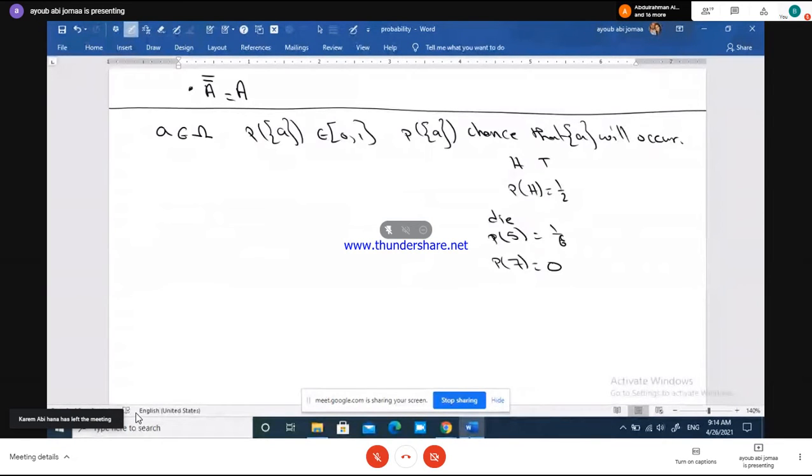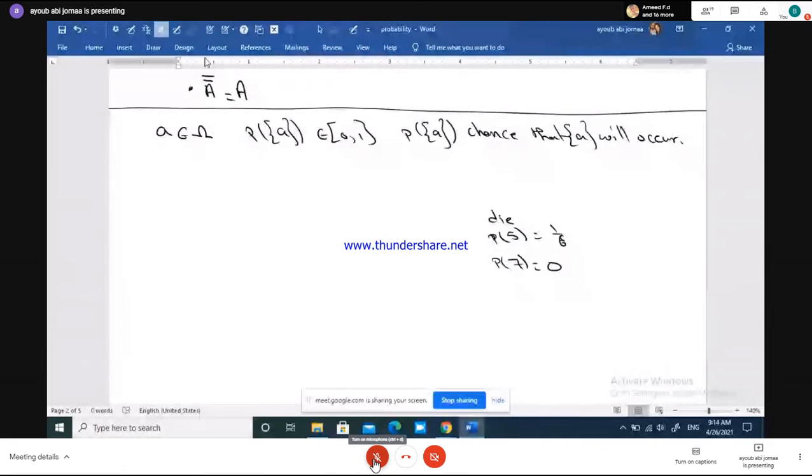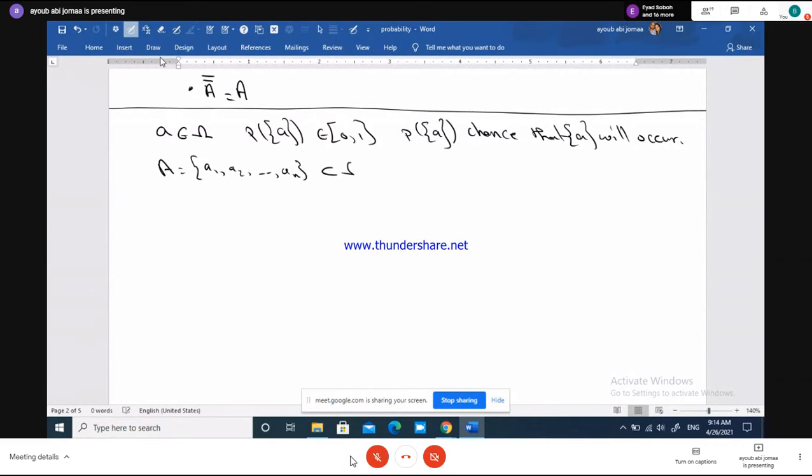Right. So the probability of an outcome is a number between 0 and 1, the chance that this outcome will occur. If you have A, which is a set of outcomes, let's say A1, A2, etc., AN, a subset of the sample space, the probability of event A is the sum of the probabilities of these outcomes.